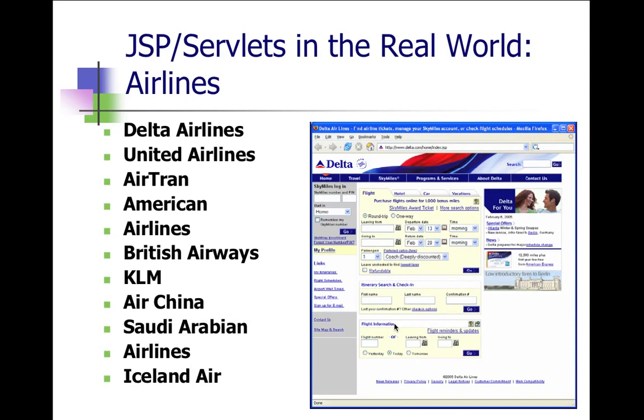So, JSP and servlets in the real world. Let's talk about airlines. Everybody uses it. Delta, United. I can go through the list here, but this is an example of where JSP and servlets are being used right now, because they integrate really well with HTML presentation in terms of a web interface, and give us that dynamic behavior where the servlet can actually go out and see what flights are available, and then run the queries that are needed.